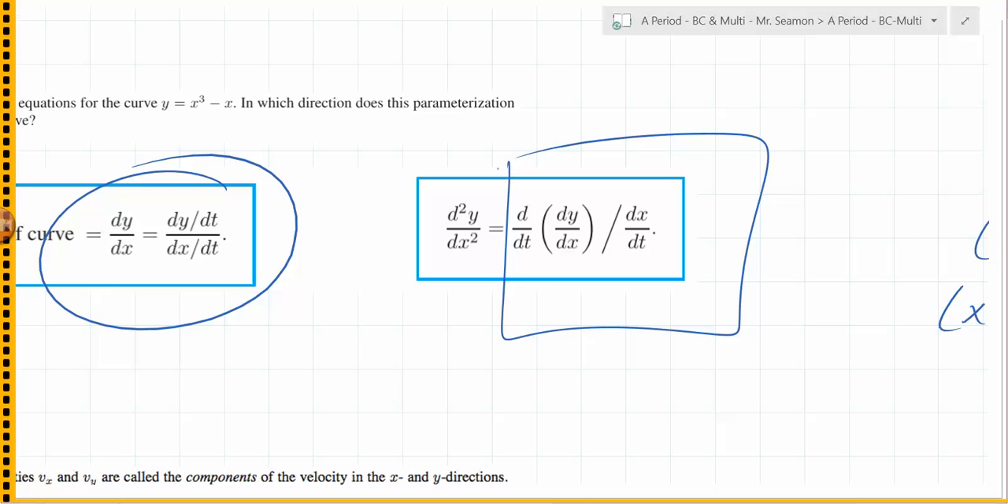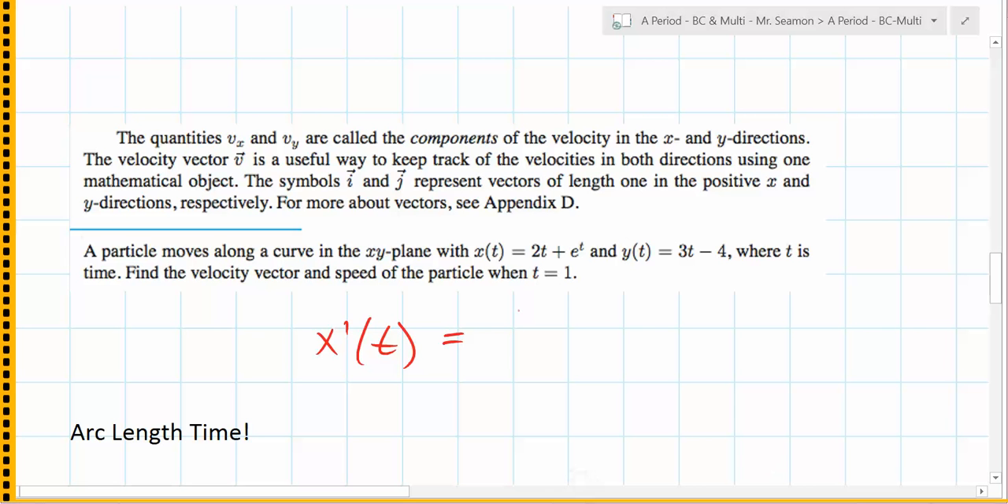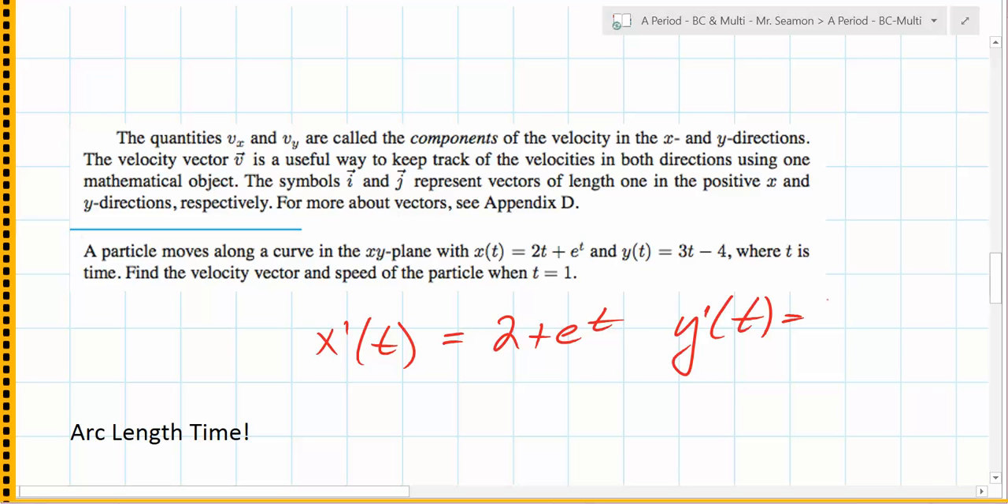You have them down cold. Yes, James. Oh, you're agreeing with that? Yeah. Go ahead. I wasn't specific. 2 plus e to the t. Exactly. What's y prime of t equal to? Well, that's 3.